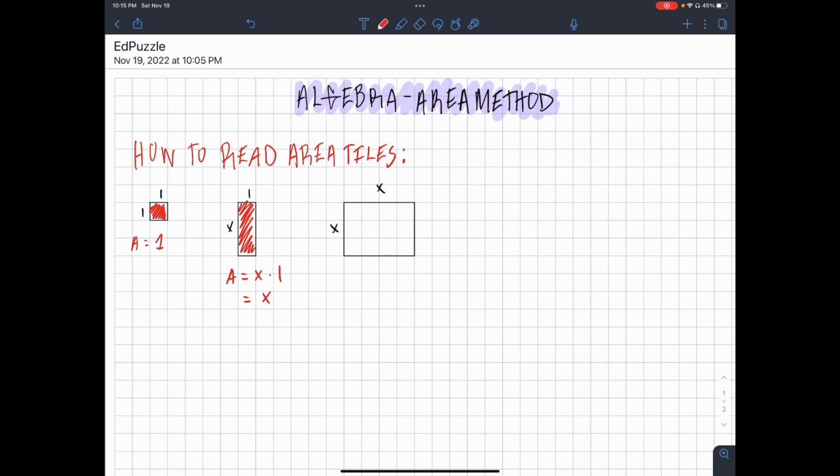Our next example is this one. It's x times x. Our first dimension, which is here, our second one, which is here. X times x is x squared. So that'll be the area for this shaded portion, all of this. And this is how to read area tiles.